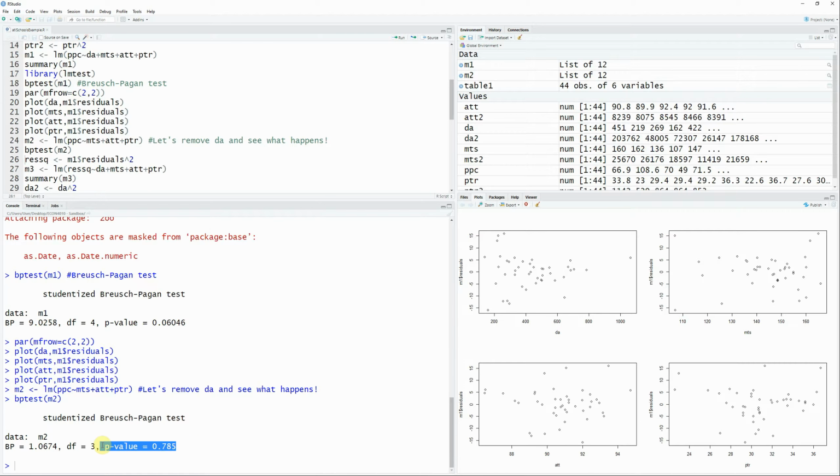P-value 79%. So we failed to reject the null hypothesis that there is some relationship between the residual squared from the model M1 and the right hand side. And so we know that we have a case of homoskedasticity. So we removed DA, problem got solved.